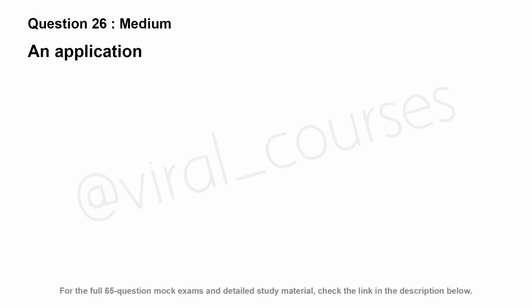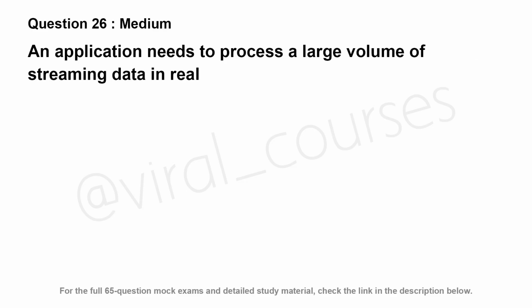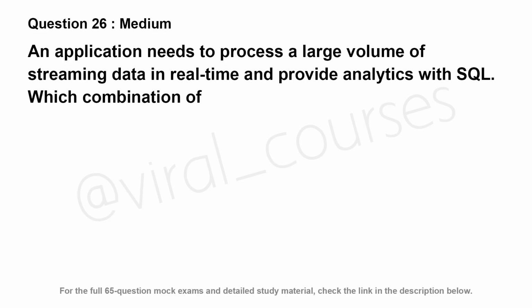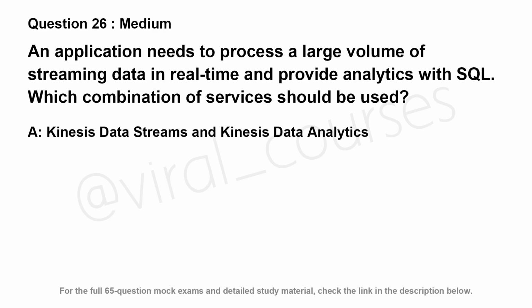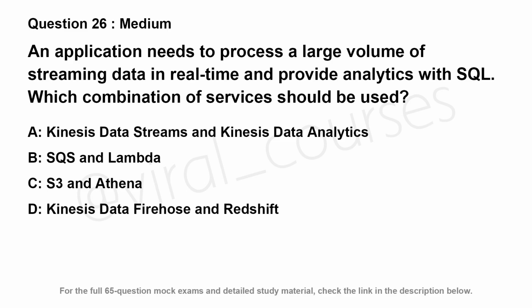An application needs to process a large volume of streaming data in real time and provide analytics with SQL. Which combination of services should be used? Option A, Kinesis Data Streams and Kinesis Data Analytics. Option B, SQS and Lambda. Option C, S3 and Athena. Option D, Kinesis Data Firehose and Redshift.